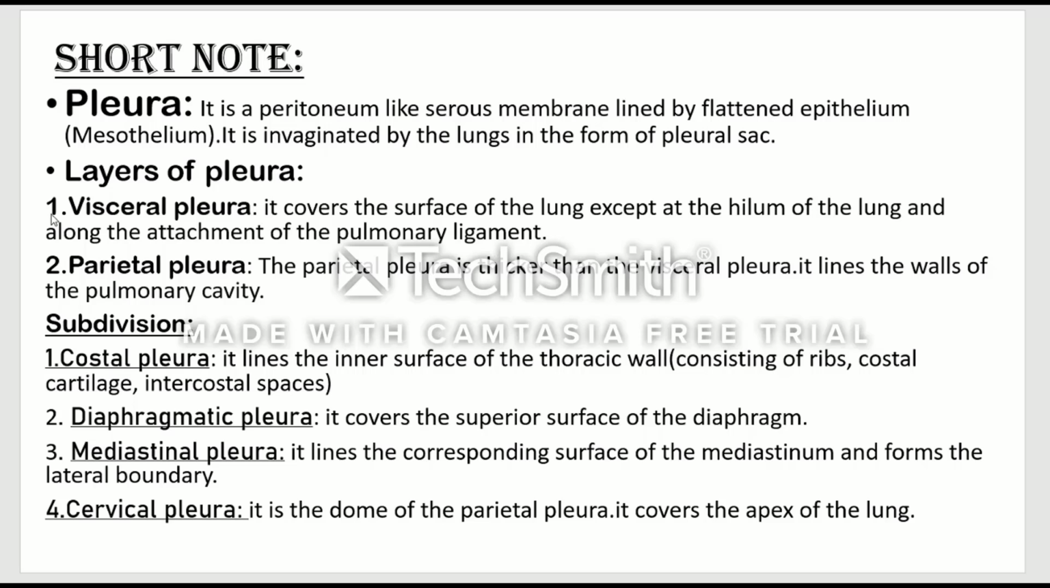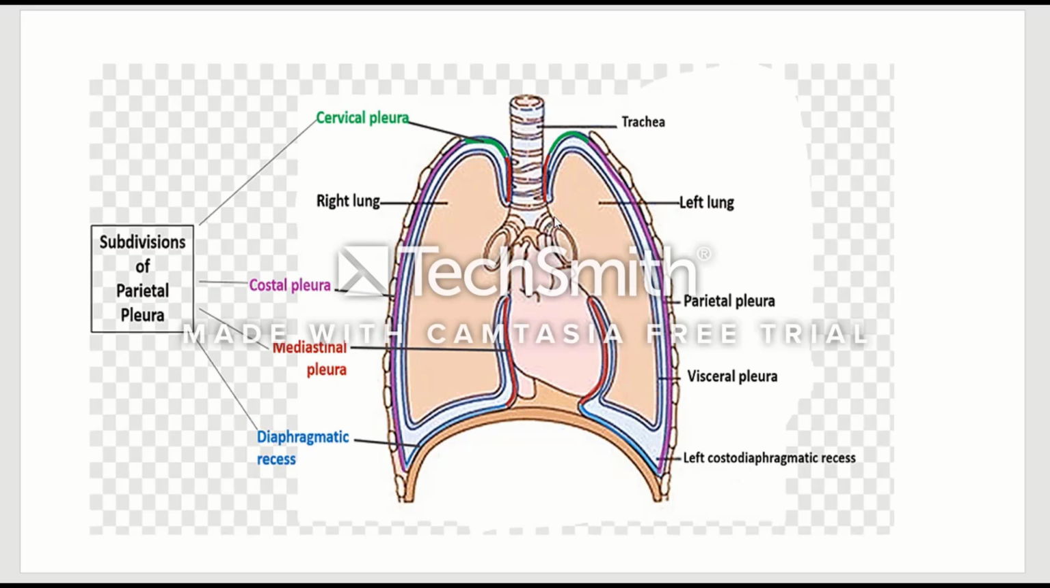Pleura has two layers, visceral pleura and the parietal pleura, and parietal pleura has again subdivision: costal pleura, diaphragmatic pleura, mediastinal pleura and the cervical pleura. This is the left lung and this one is the right lung. This is the visceral pleura which covers the surface of the lung, and this one is the parietal pleura which lines the pulmonary cavity. And parietal pleura has again subdivision.